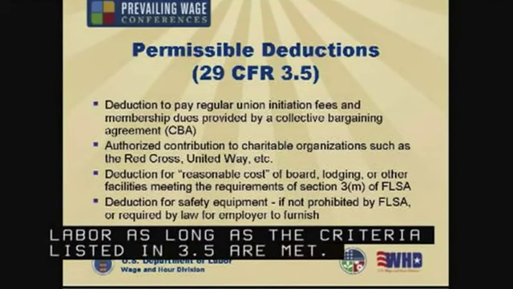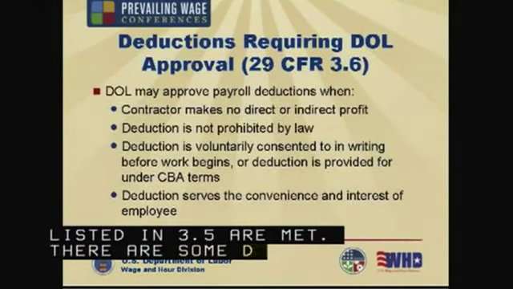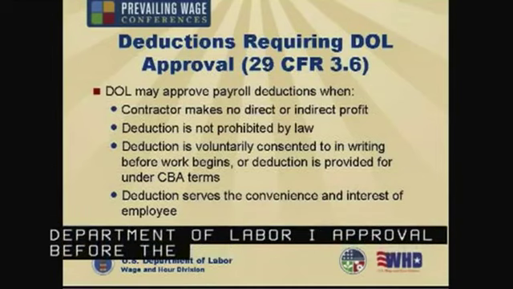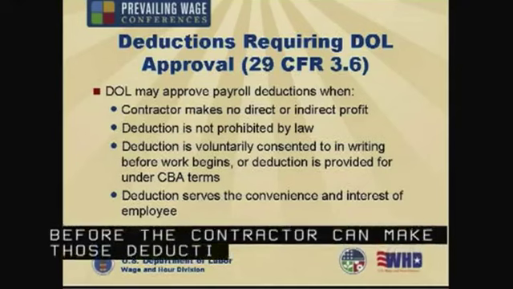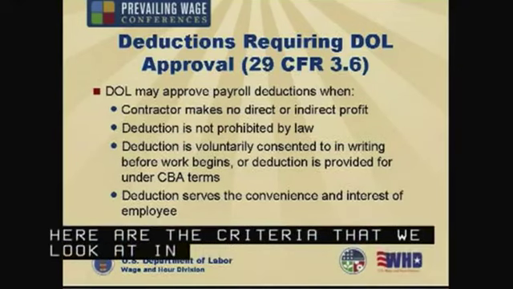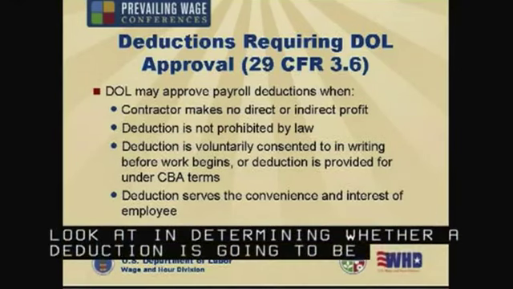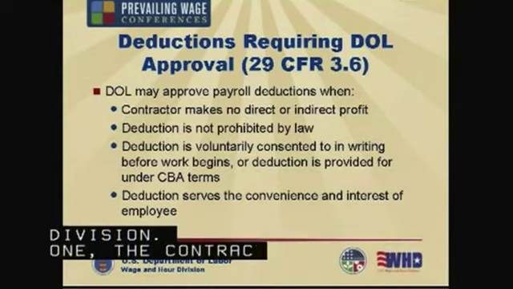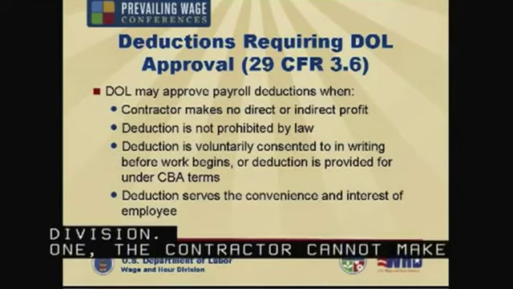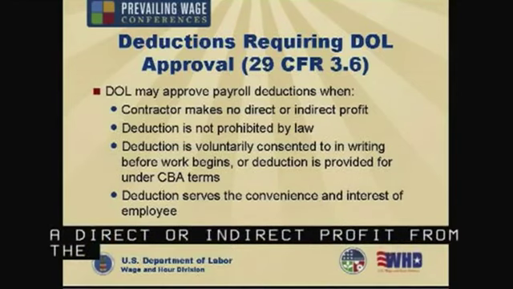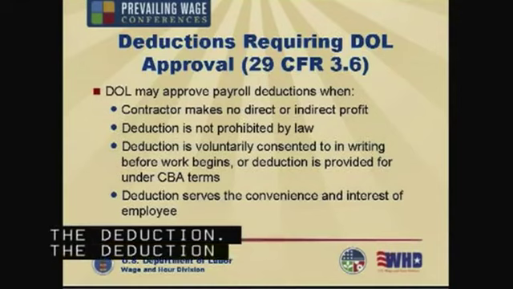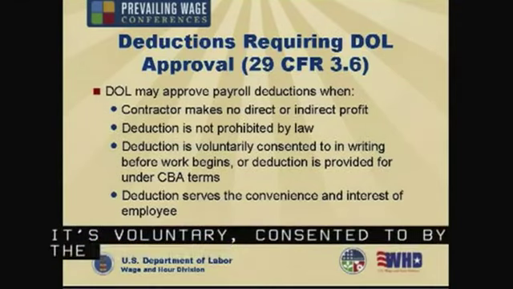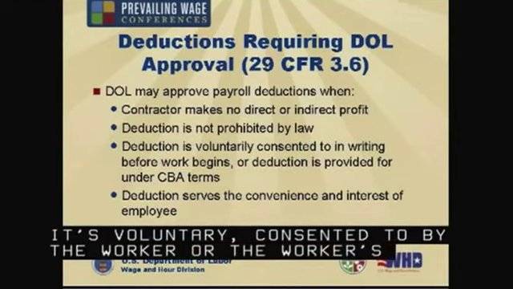There are some deductions, however, that do require the Department of Labor approval before the contractor can make those deductions. And here are the criteria that we look at in determining whether a deduction is going to be approved by the Wage and Hour Division. One, the contractor cannot make a direct or indirect profit from the deduction. The deduction is not prohibited by law. It's voluntary, either consented to by the worker or the worker's representative, and it's for the convenience and interest of the employee.